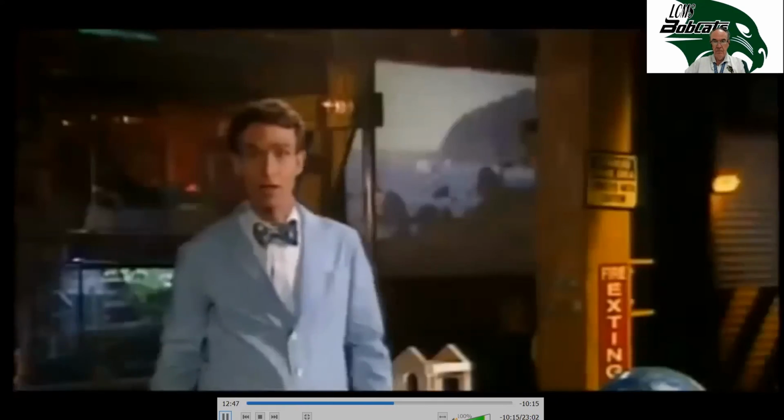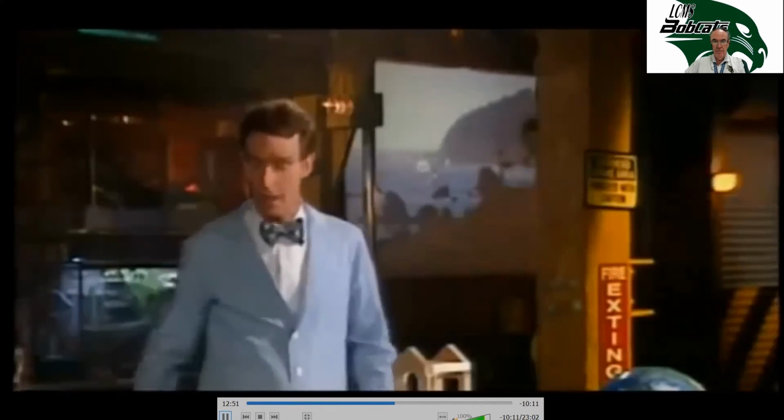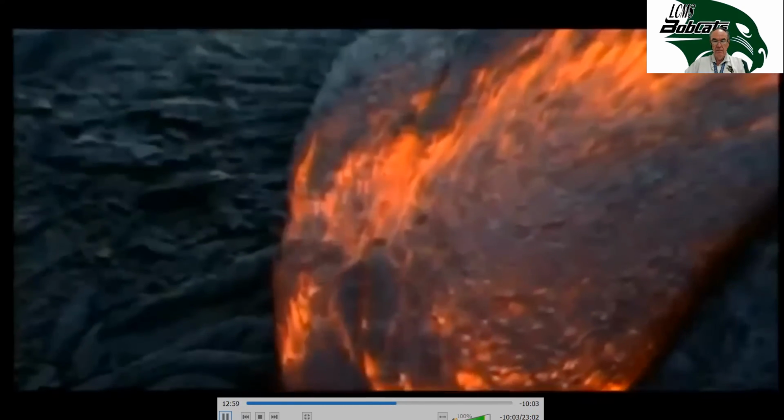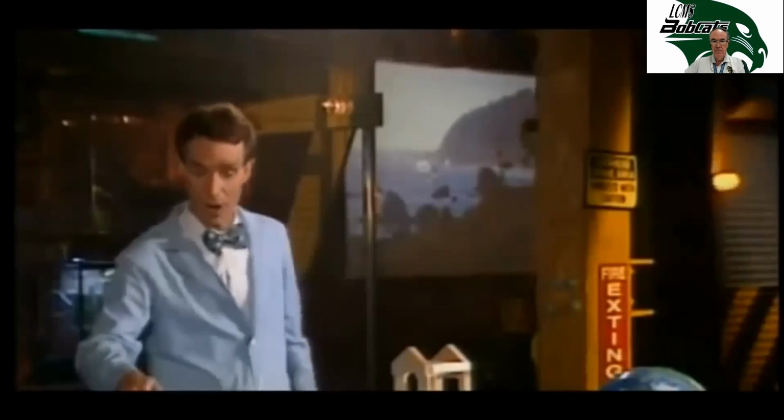Take a look at this. It's our plastic Earth surface wave model of science. And this blue pad represents the Earth's surface. Now, the surface of the Earth is floating on molten liquid rock, but here it's floating on liquid water. So watch what happens when we make a wave over here. Now remember, one of the key things about waves is that they transfer energy. It can go from here all the way over there. Watch.